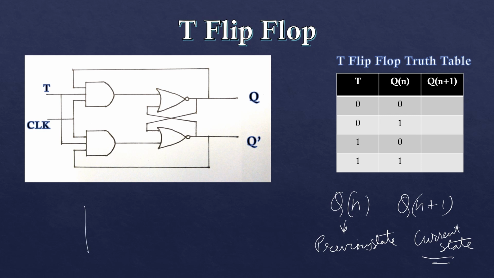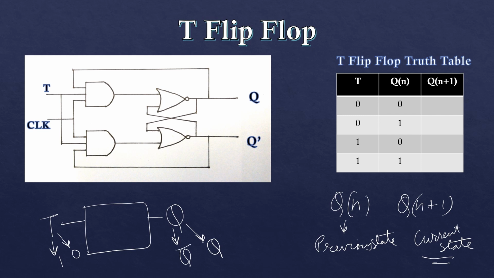Now let us see the block diagram of T flip-flop. Here is the T and here is the output. Okay. So what the T flip-flop does is when T is equal to 0, whatever may be in the previous state, it will have the same value, that is Q itself. Q will remain Q itself. And whenever the T is 1, then whatever may be in the previous state will be negated, that is Q bar. Okay. So we'll fill the truth table by using this analogy.